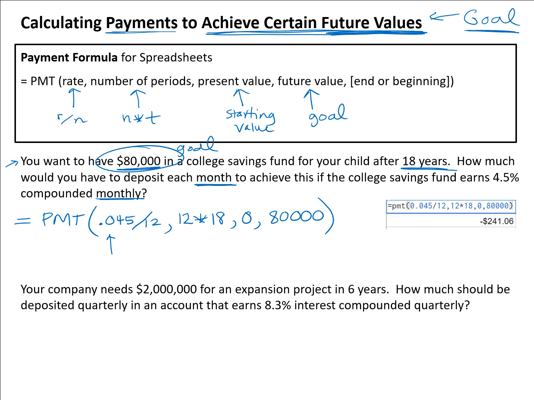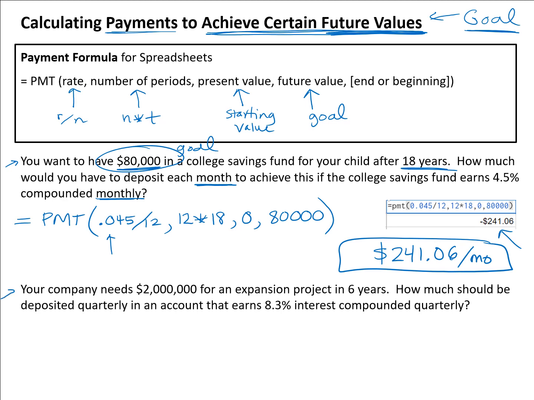All right, so here's a screenshot from when I did this in Google Sheets. And you can see I put in the formula just as I had written it here, and I get negative 241.06. Ignore the negative again. This is telling me that my monthly deposit needs to be $241.06 per month to achieve that goal of $80,000. That will get me to $80,000 in 18 years if I very carefully put that much money in each month.